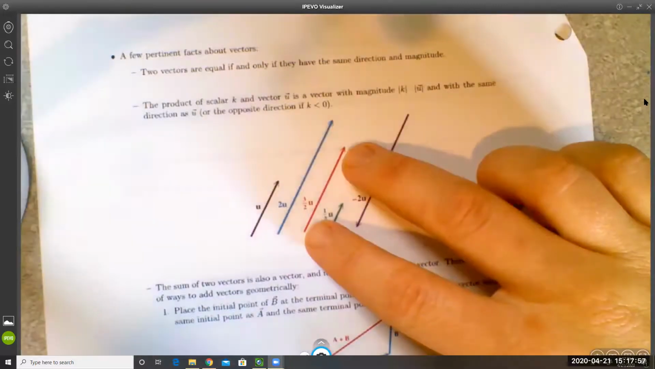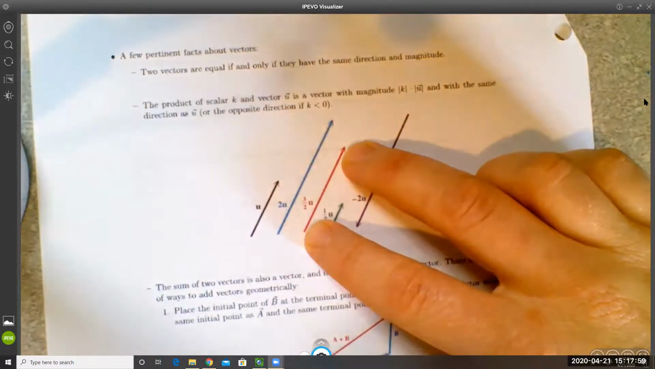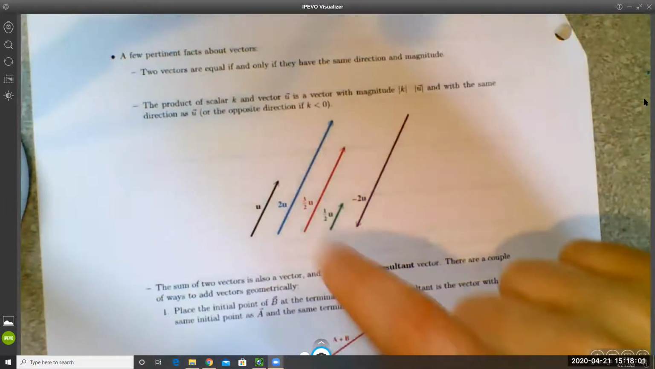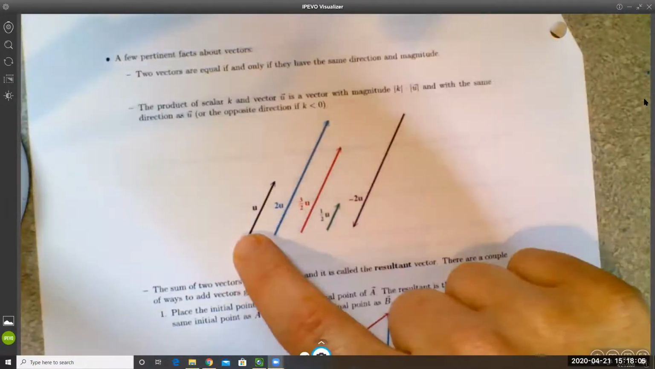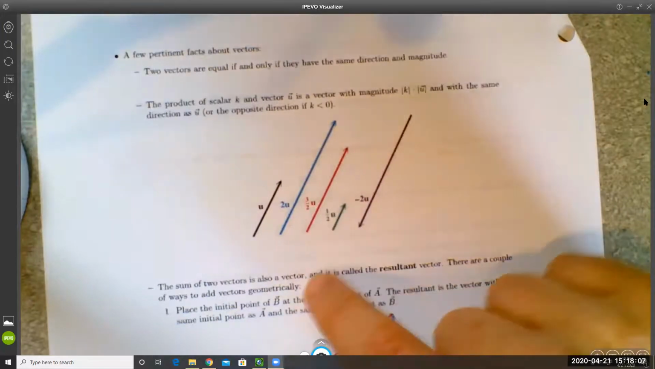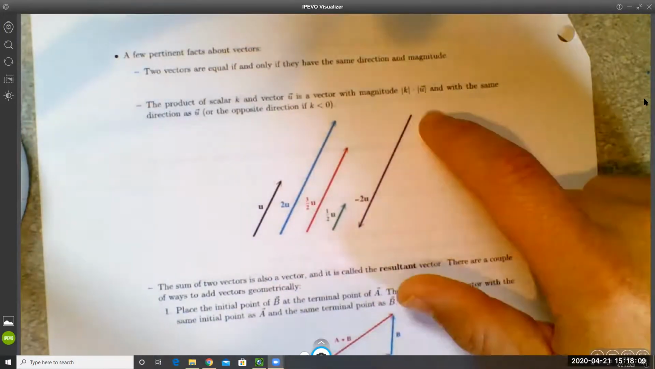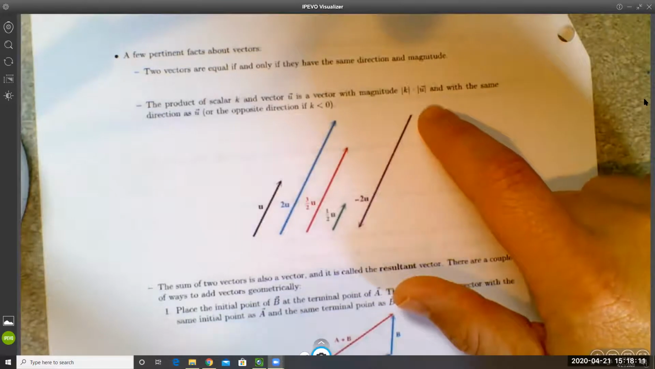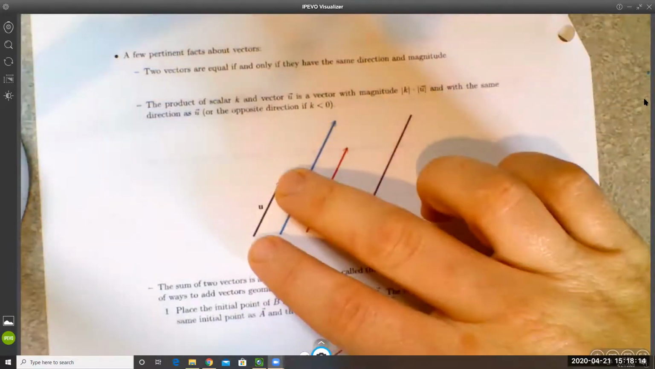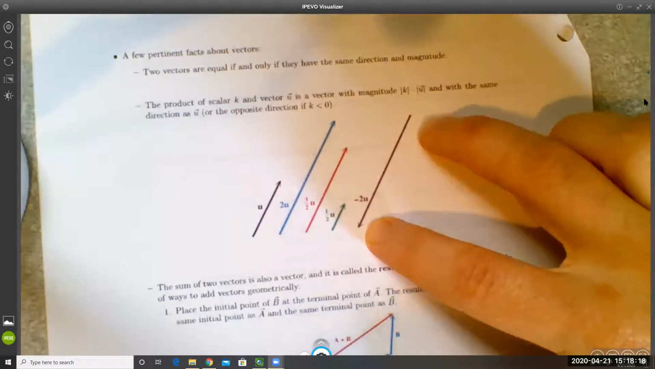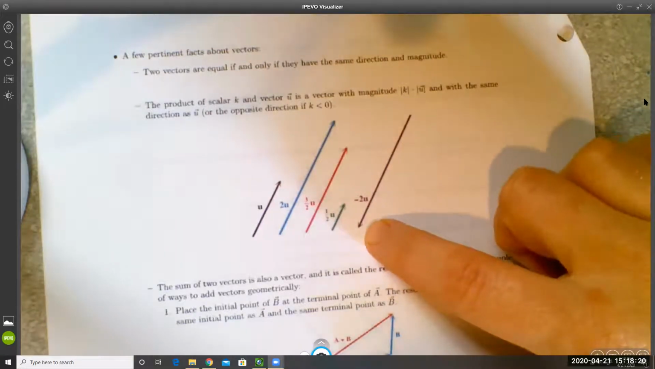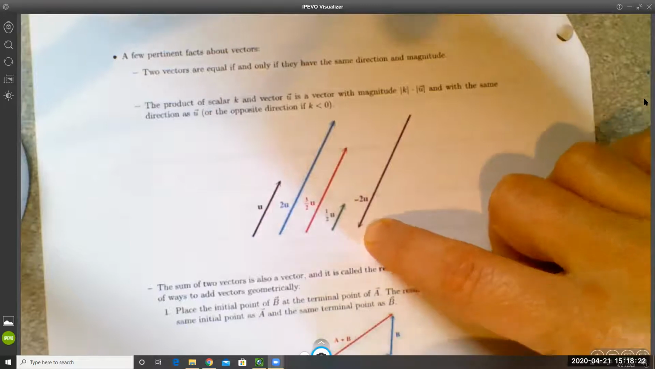This would be 3/2 u, so it's 1.5 times the length of our original vector, still pointing in the same direction. This is half u, right? It's half the length of our original vector, again pointing in the same direction. And this one right here would be -2u. First of all, it's twice the length of our original vector. But second of all, it's pointing in exactly the opposite direction of the original vector. So it's -2u.